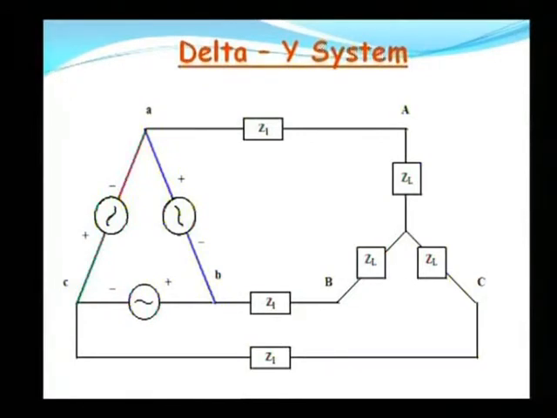This is the delta to Y system. Here the input side, or primary side, is a delta system, whereas the output side, or receiver side, is a star system. Here again we have to connect the A to A line, B to B line and C to C line. So these are the possibilities in which you can connect your system in any of four ways: star to star, delta to star, star to delta, or delta to delta.